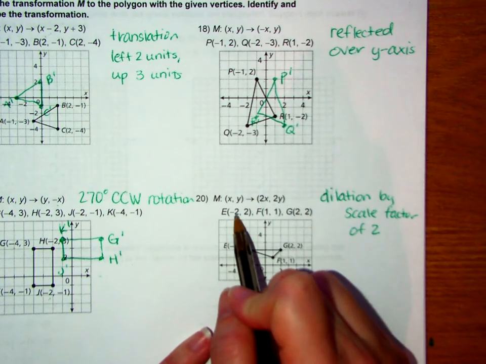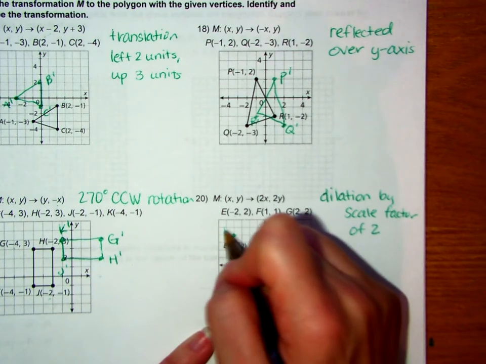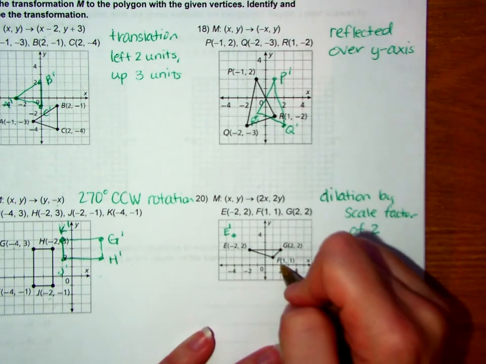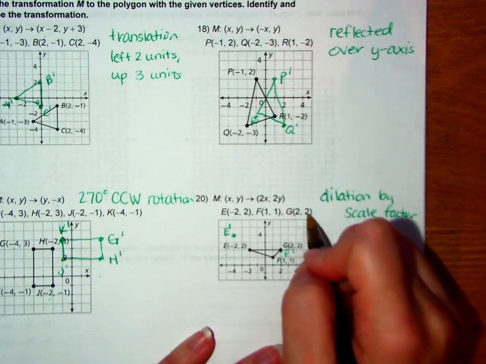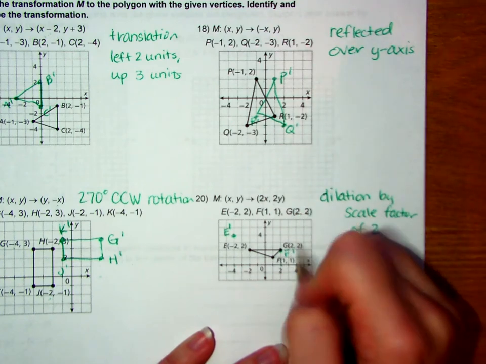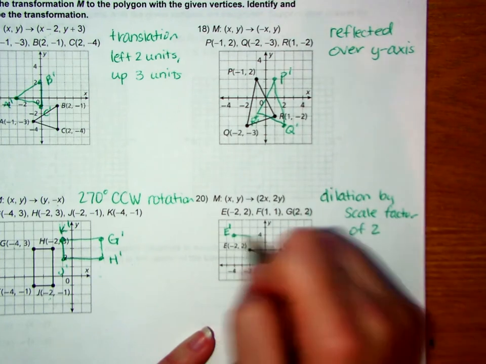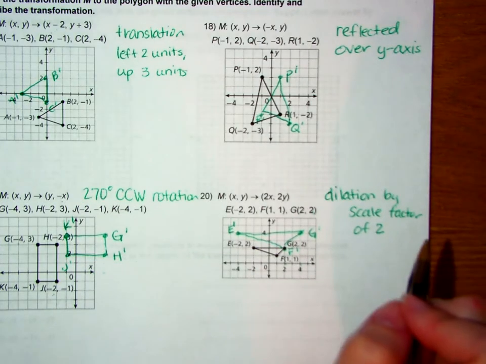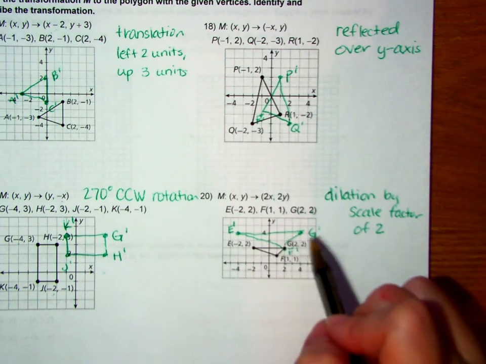So if I multiply E by 2, that gives me negative 4, positive 4. So let's go to negative 4, positive 4. If I dilate this by 2, that gives me 2, 2. So 2, 2, and that's now my new F prime. Now if I dilate this by 2, that gives me 4, 4. So 4, 4. That gives me my G prime. And now when we connect these dots here, they should look like similar figures, because that's what a dilation is, similar figures. And so they should still maintain their overall look, just a different size.